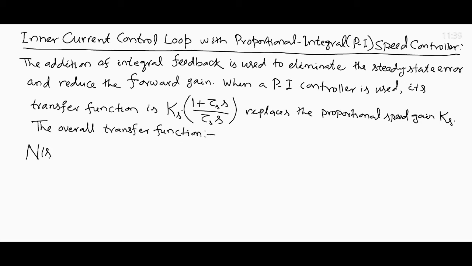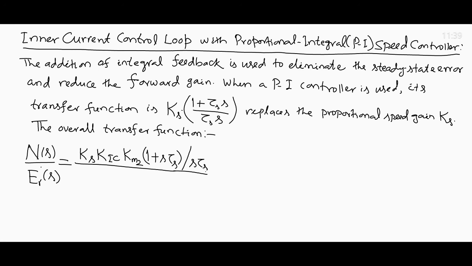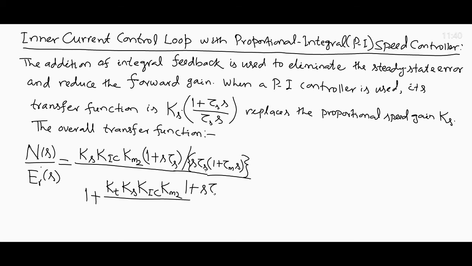The overall transfer function Ns by ERS is proportional gain Ks into KIC, the current transfer function, into Km2, whole into 1 plus S tau S divided by S tau S into 1 plus tau m S, whole divided by 1 plus Kt Ks KIC Km2, Kt is the tacho generator gain, into 1 plus S tau S divided by tau S into 1 plus tau m S.